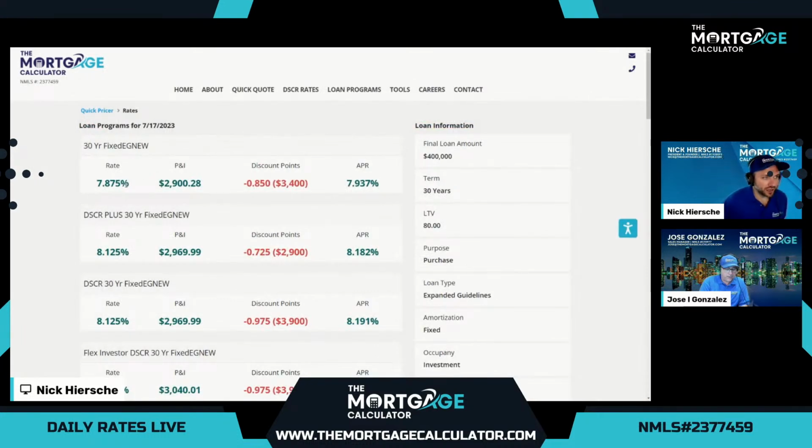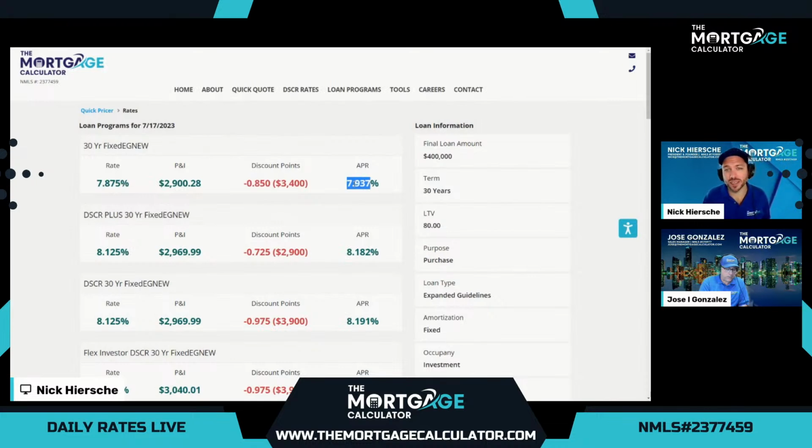So for DSCR here, we have a 7.875 rate for 0.85 discount points and costs. Solve that problem for our customer. And the final APR of 7.937. So remember, the conventional was around 7.4, 7.5. Here we have a DSCR option for 7.9. A couple of these other ones for 8.1. So some great options for a little bit higher APR.